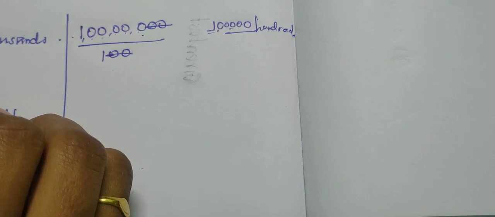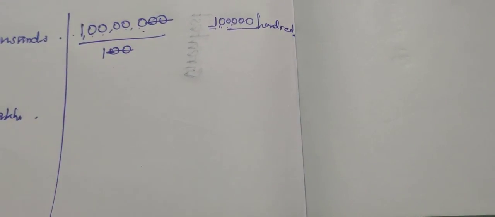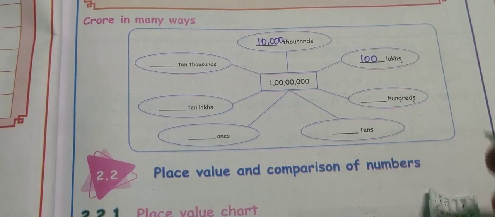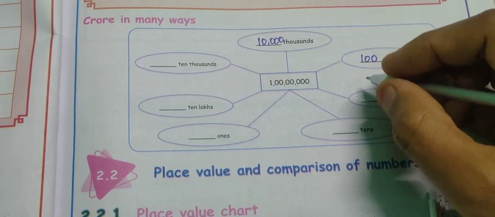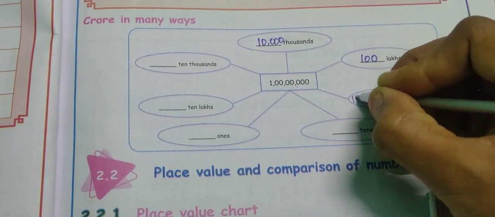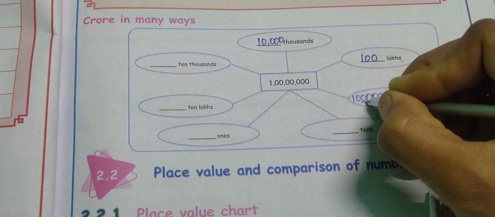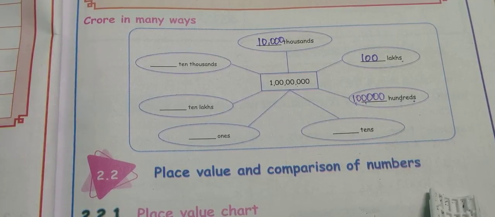Okay children, so that is hundreds, thousands, 10,000, lakh, 1 lakh hundreds. You can write this answer in your book. So 1 lakh hundreds. How many zeros? 5 zeros: 1, 2, 3, 4 and 5. So totally 5 zeros. So 1 lakh hundreds, okay children. Let us find how many tens does this crore have. How many tens?